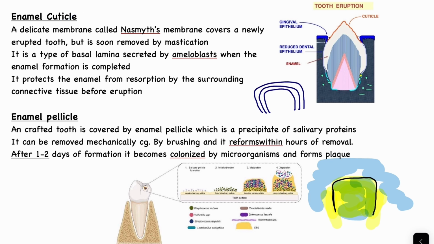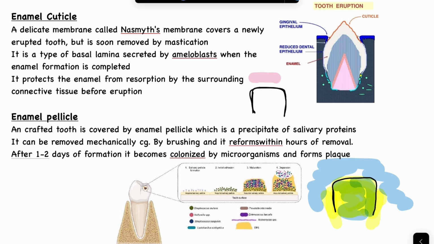What is an enamel cuticle? I'll explain to you first. Imagine I have this tooth. It's still in the gum. It hasn't emerged yet, or it hasn't erupted yet. And now surrounding this is all the connective tissue.